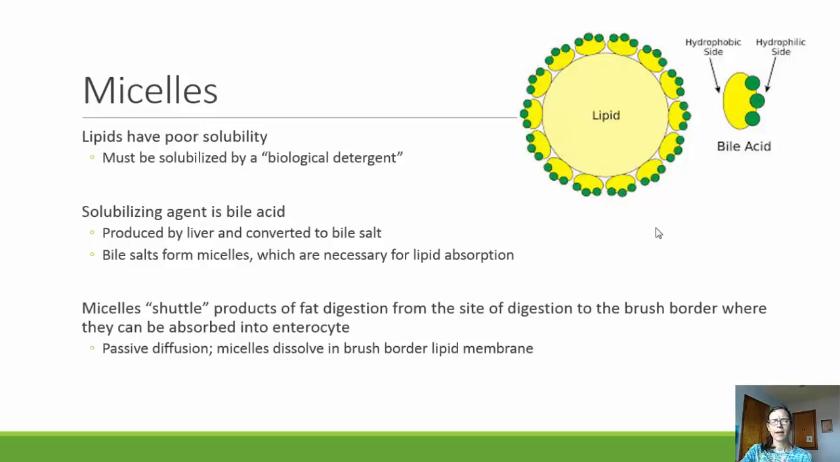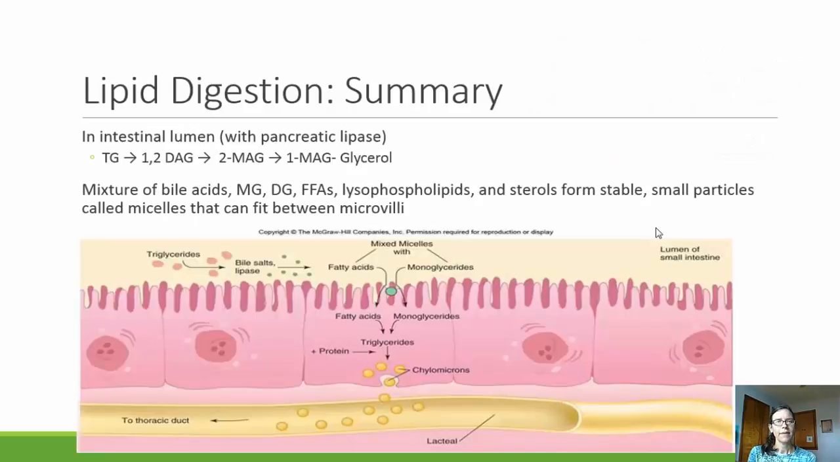And I do think they talk a little bit in the book that there may be such a thing as carrier mediated fatty acid transport, but this is still a topic of discussion. Okay, so let's summarize what we just said.